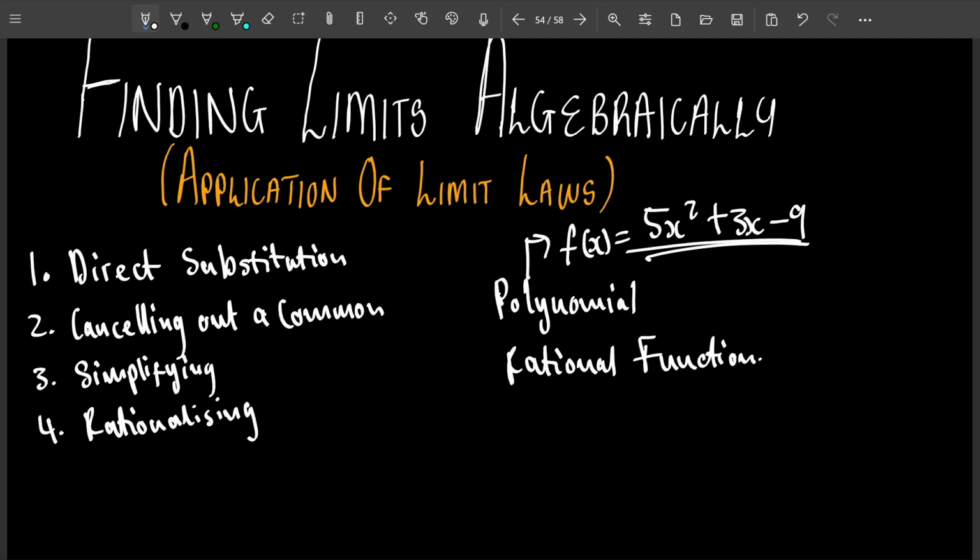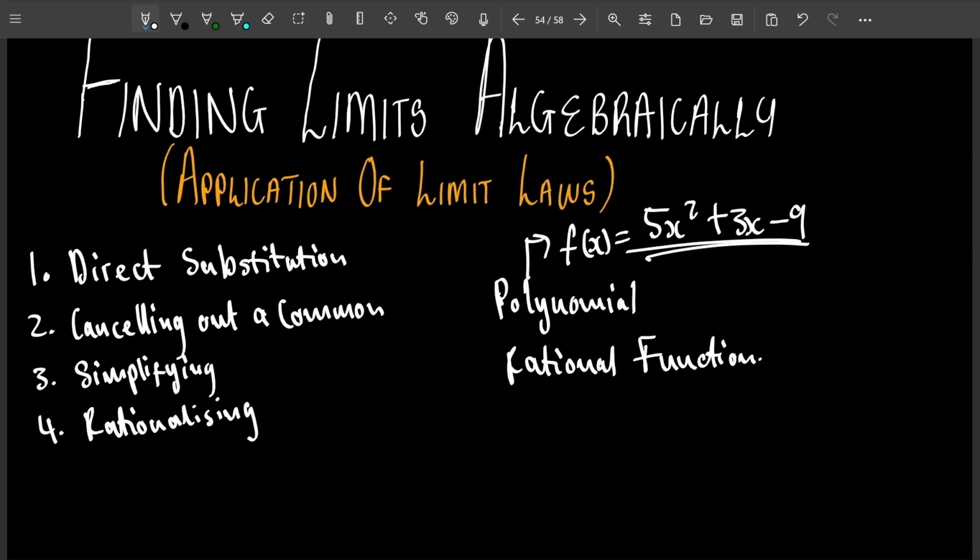Now, direct substitution is going to be used for polynomials or rational functions, okay? But the rational functions we're going to use are going to be the basic ones with nothing complicated and no problems for us. But the next three methods, which are methods 2, 3, and 4, are going to be for rational functions where we will be having a problem. Remember that the methods are for either polynomial or rational functions.